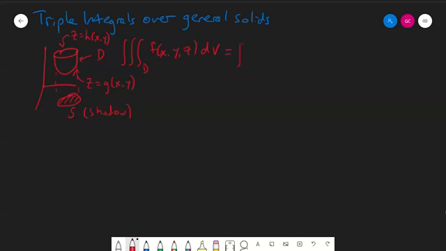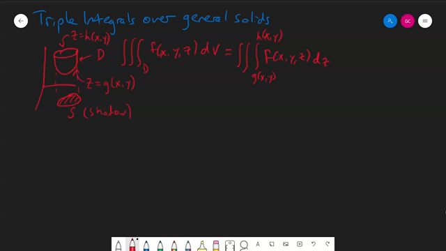And it turns out that for the inside integral, you're going to use bounds of g of x, y to h of x, y. So here we have the same function on the inside as before. I'm using z first. So that's what the inside integral looks like. And then what about the other two?